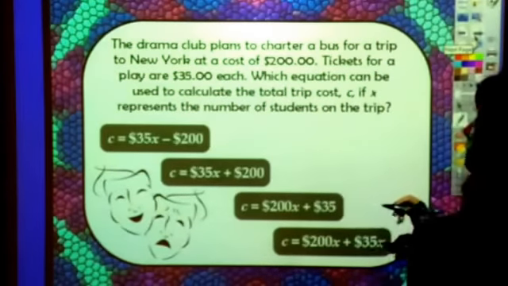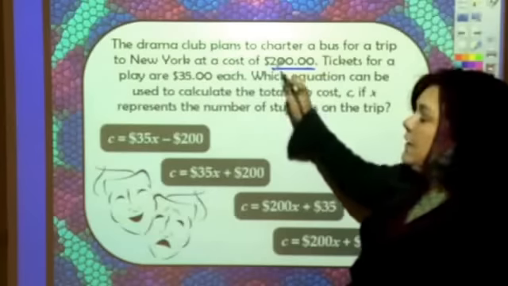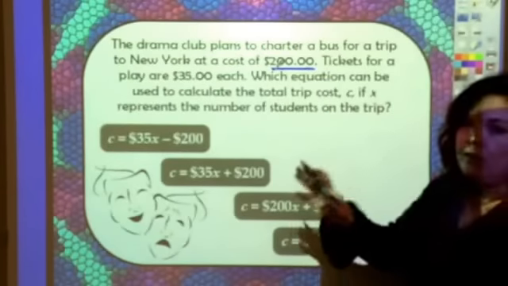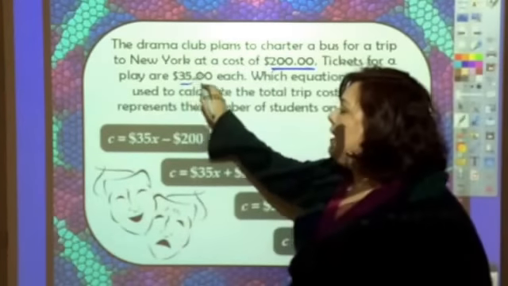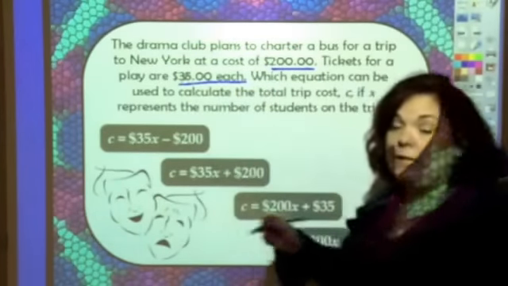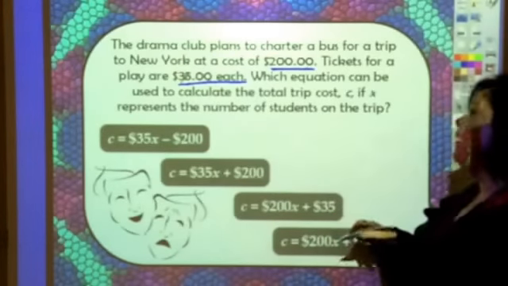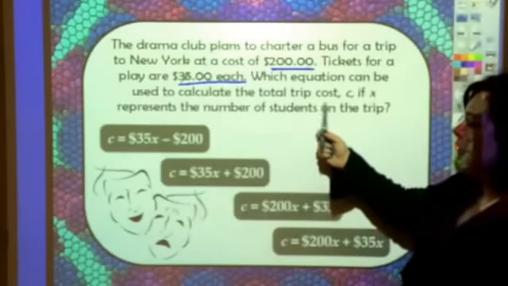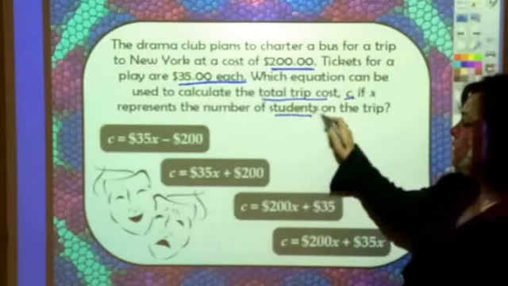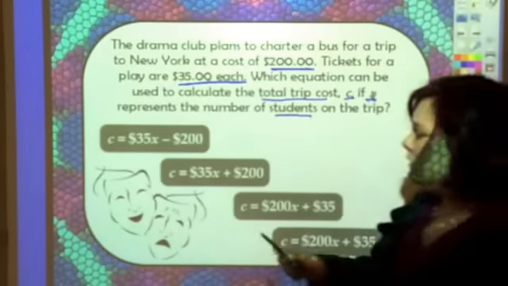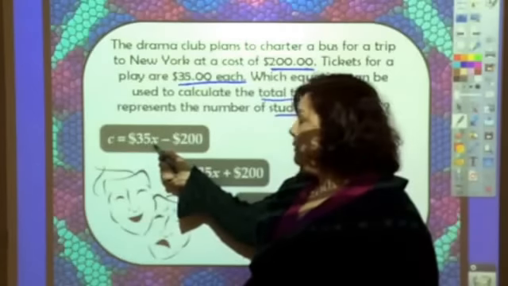So the Drama Club plans to charter a bus for a trip to New York at a cost of $200. Now, is that $200 each? No. That is $200 for the bus. Tickets for the play are $35 each. And each means I'm going to multiply times each of the people that I have there times 35. Which equation can be used to calculate the total trip cost, C, if X represents the number of students on the trip? So this says it's going to be $35 a ticket times the number of students.